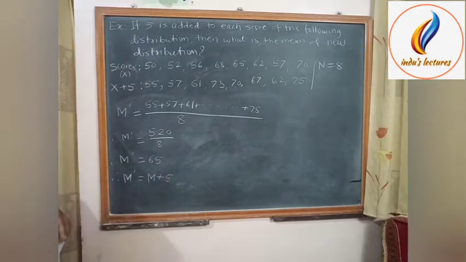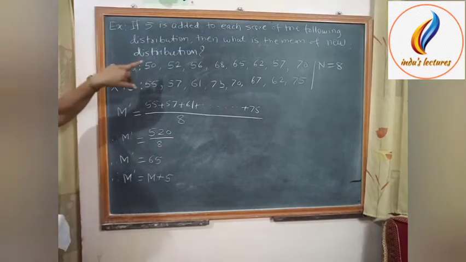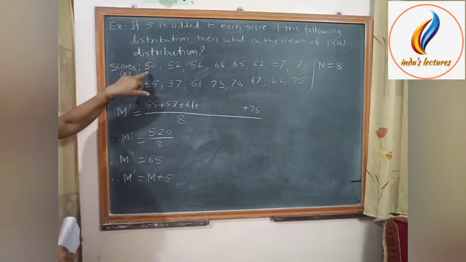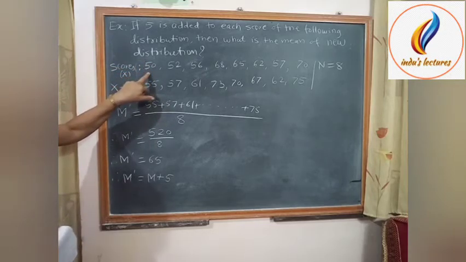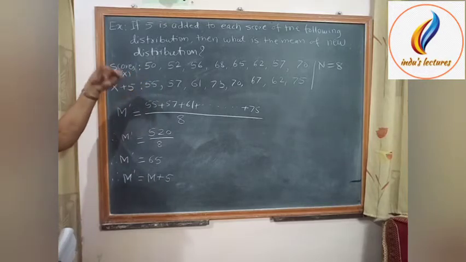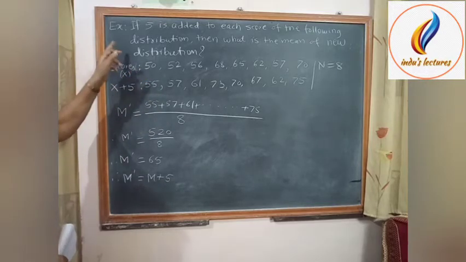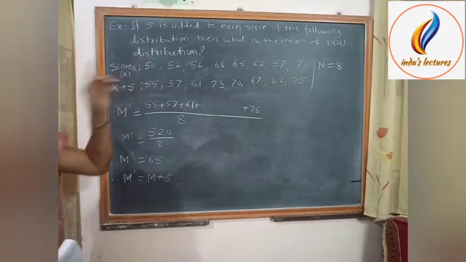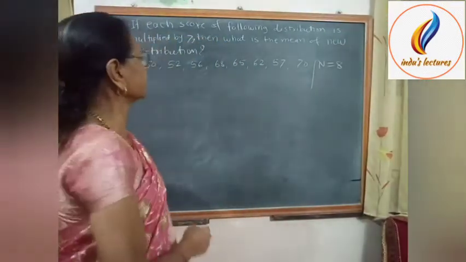That means if we add a particular number to each score of the given distribution, then the mean of the new distribution is equal to the mean of the given distribution plus that particular number. Let us consider the second example.